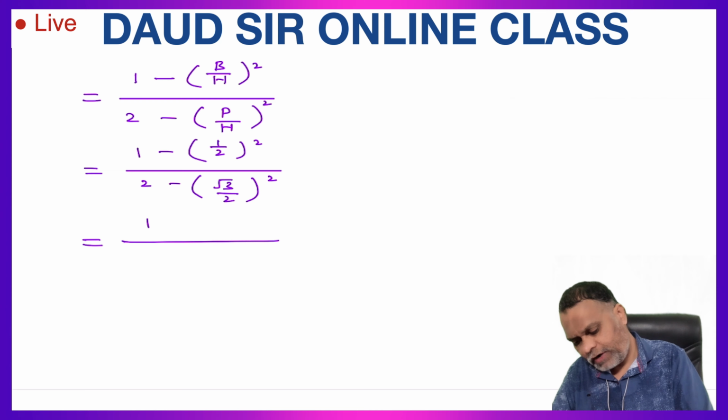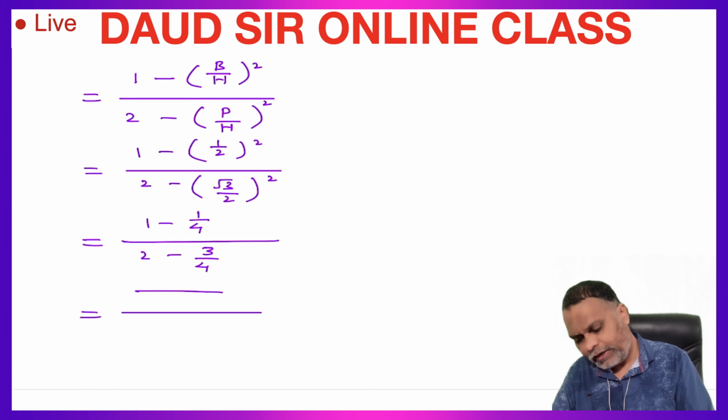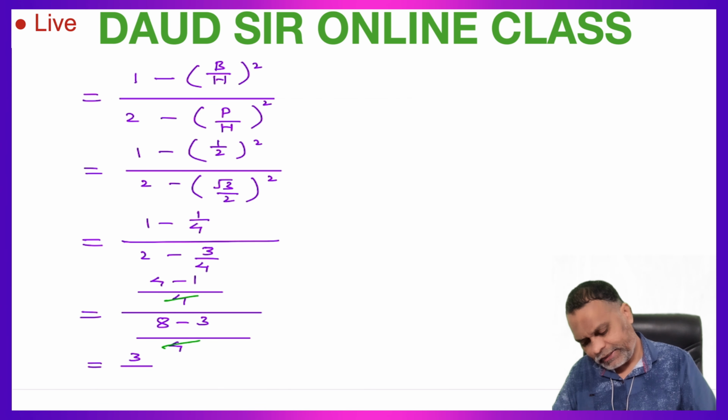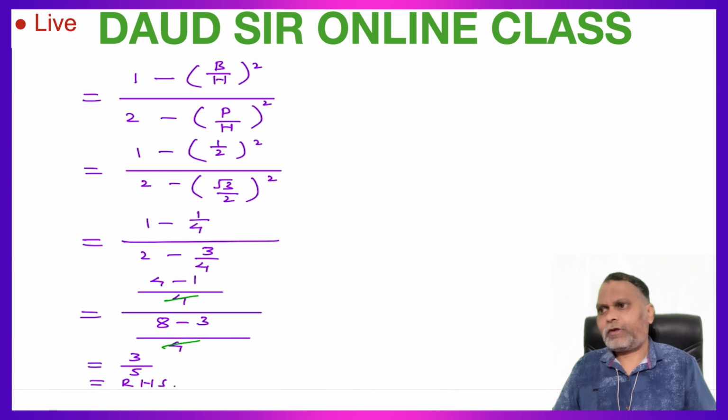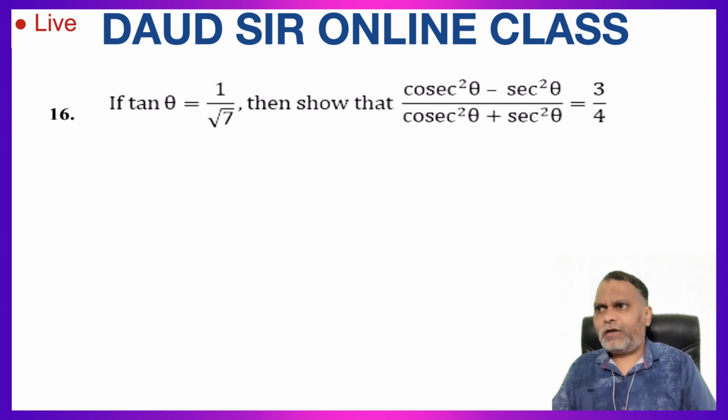which is equal to 1 minus 1 square 1, 2 square 4, 2 minus root 3 square 3 and 2 square 4. Take LCM 4 in numerator and denominator. Here LCM 4, so 4 minus 1, and denominator also LCM 4, 4 2s are 8 minus 3. This 4 cancelled. 4 minus 1 is 3 and 8 minus 3 is 5, which is equal to right hand side. Three upon 5.